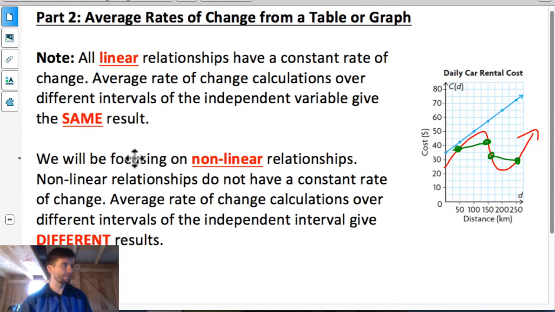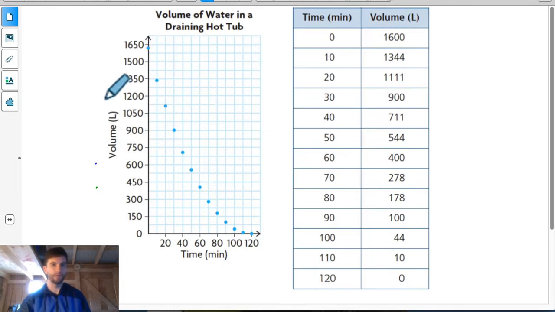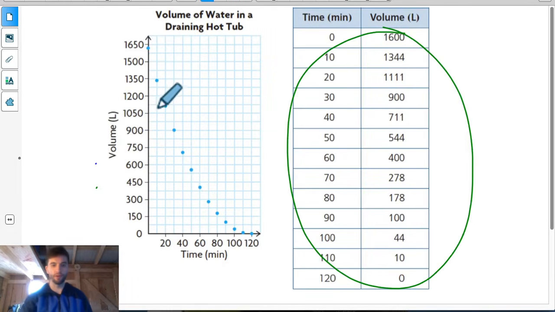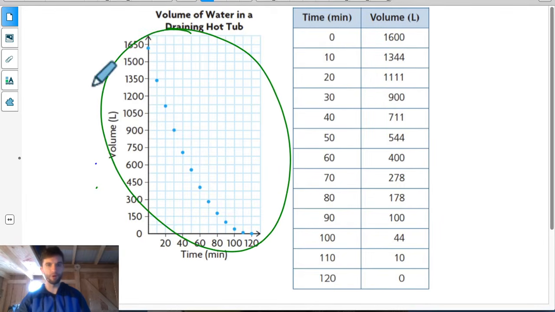Okay, maybe let's get into an example now so you can see what we're actually going to do. So this example says there's Andrew, he's draining water from a hot tub. We've got a hot tub that holds 1,600 liters of water, and it takes 2 hours for the water to drain completely. The volume, V, in liters of water remaining in the tub at various times, T, in minutes, is shown in the table and graph. So we have a table of information about the amount of water in the hot tub based on the time that it's been draining for, and we also have the graph of all of those points plotted.